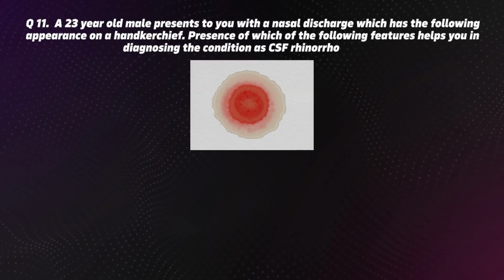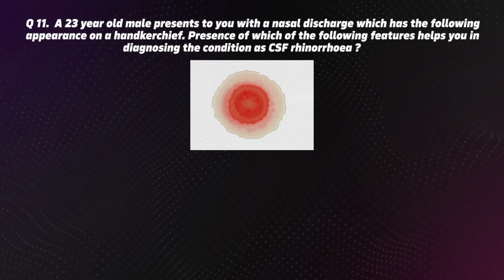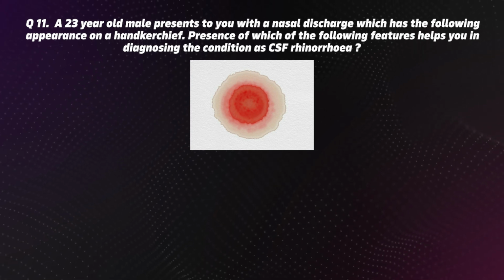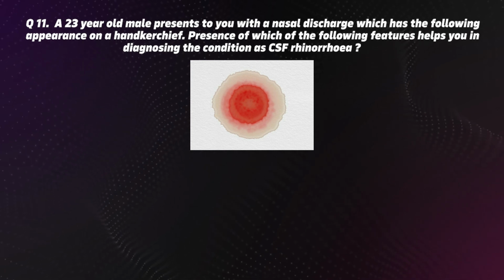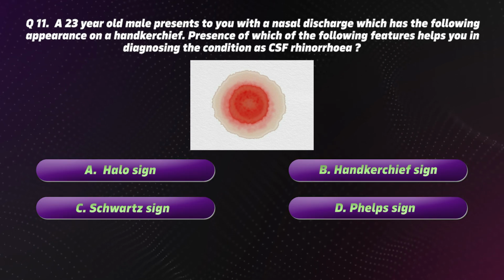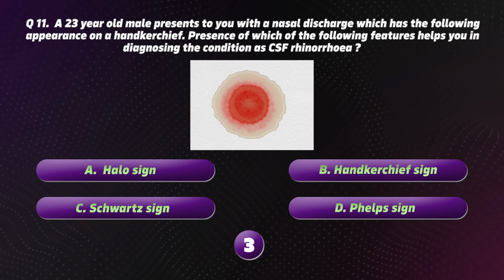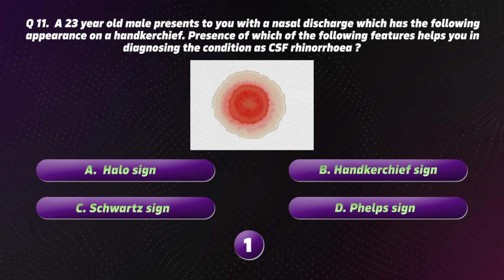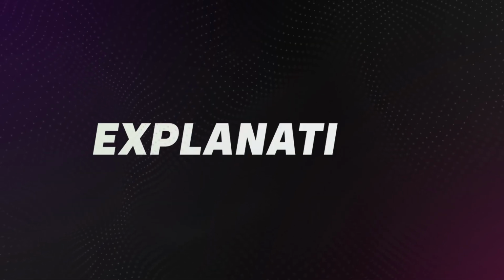Question 11. A 23-year-old male presents to you with a nasal discharge that has the following appearance on a handkerchief. Presence of which of the following features helps you in diagnosing the condition as CSF rhinorrhea? Here are the options. A. Halo sign. B. Handkerchief sign. C. Schwartz sign. D. Phelps sign. And the correct answer is option A, halo sign.